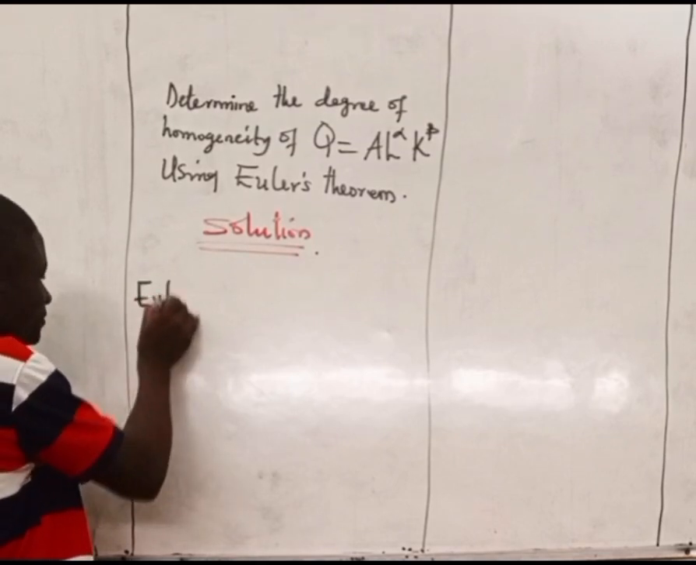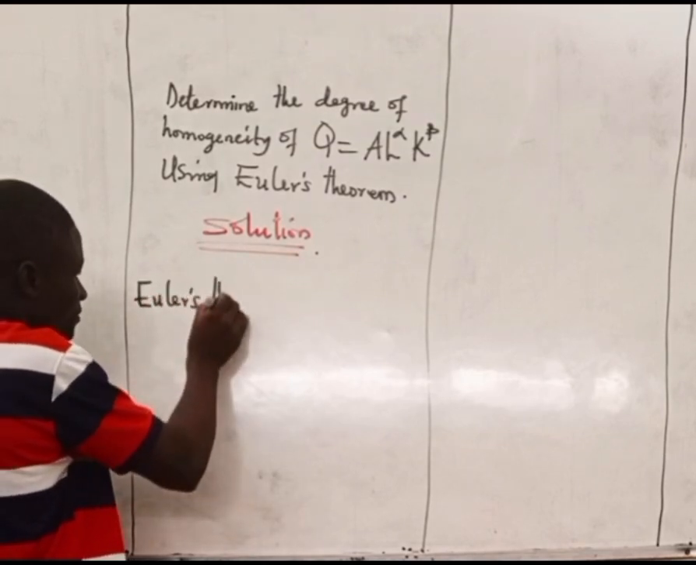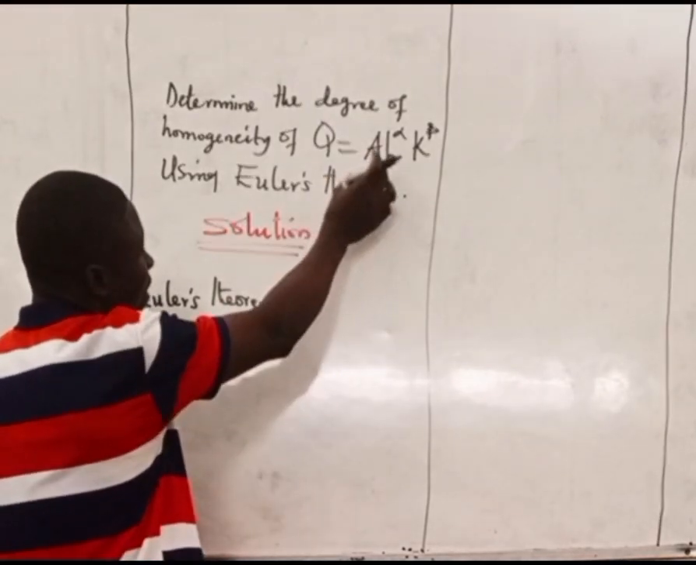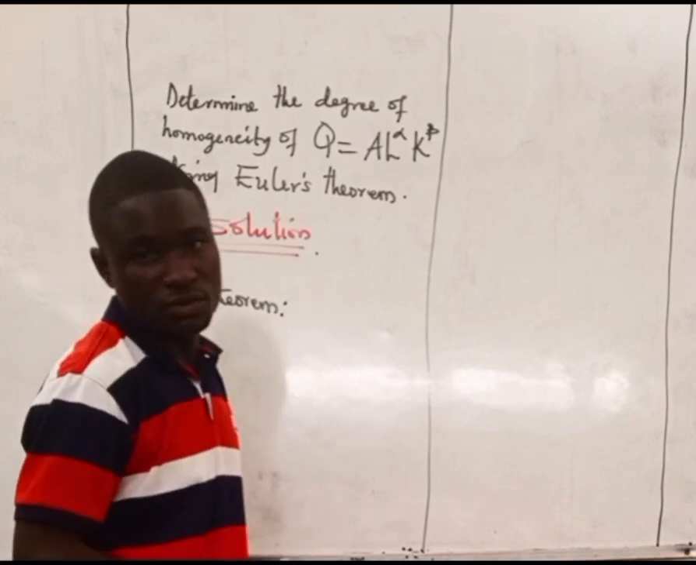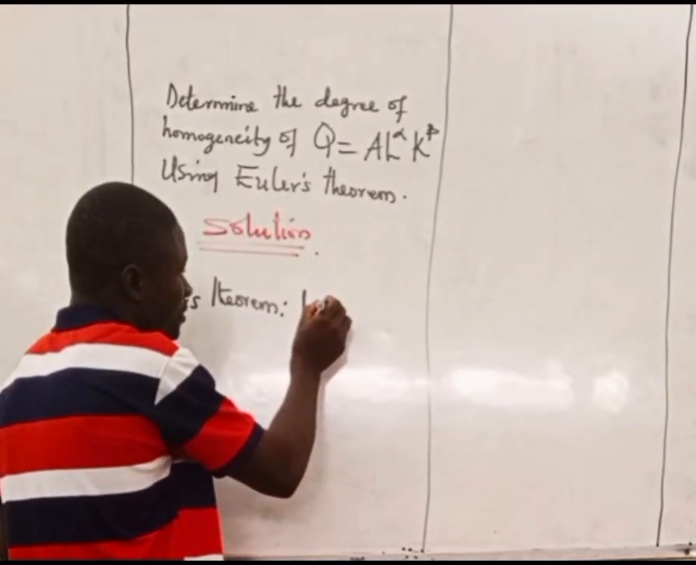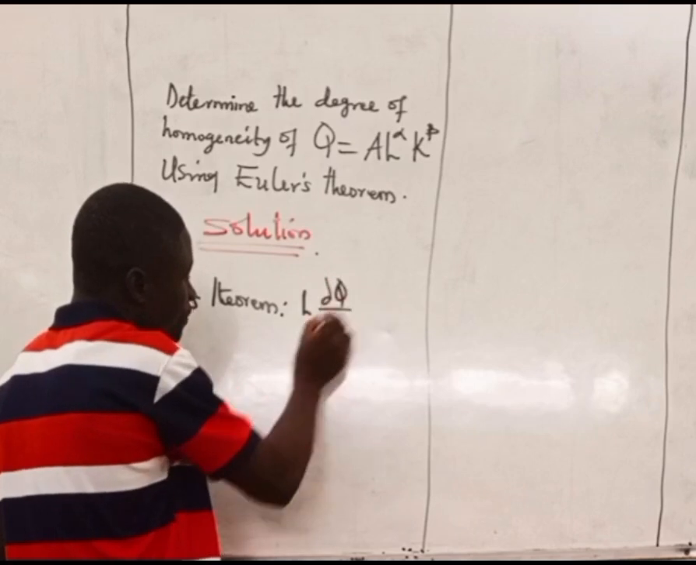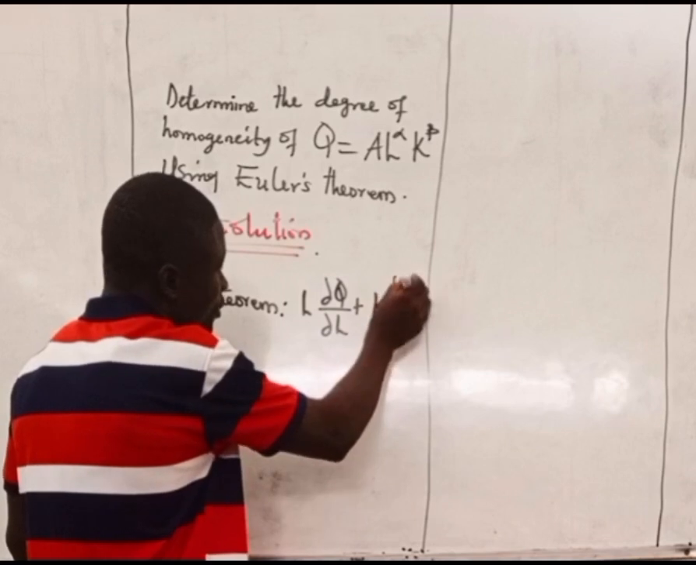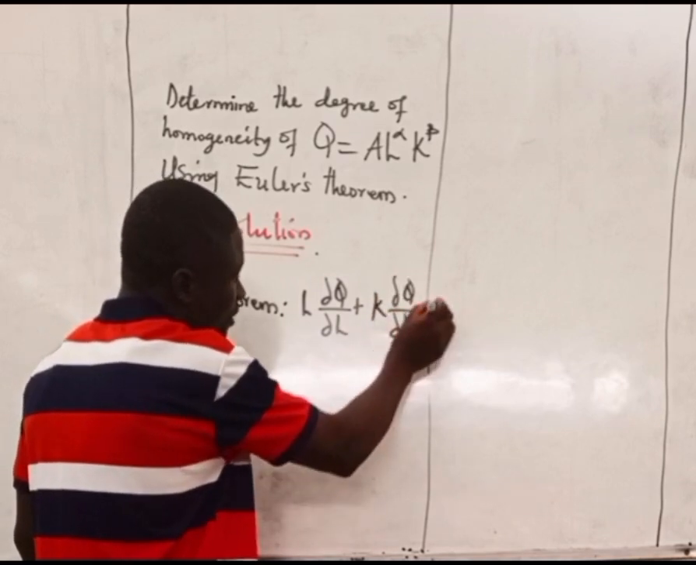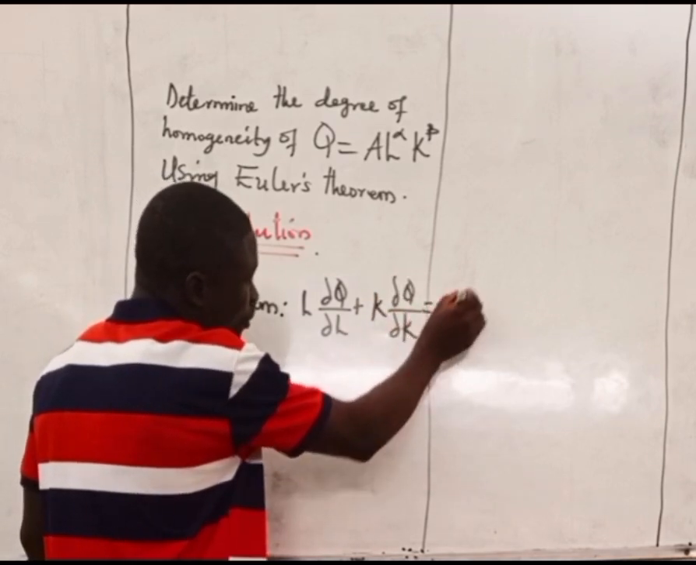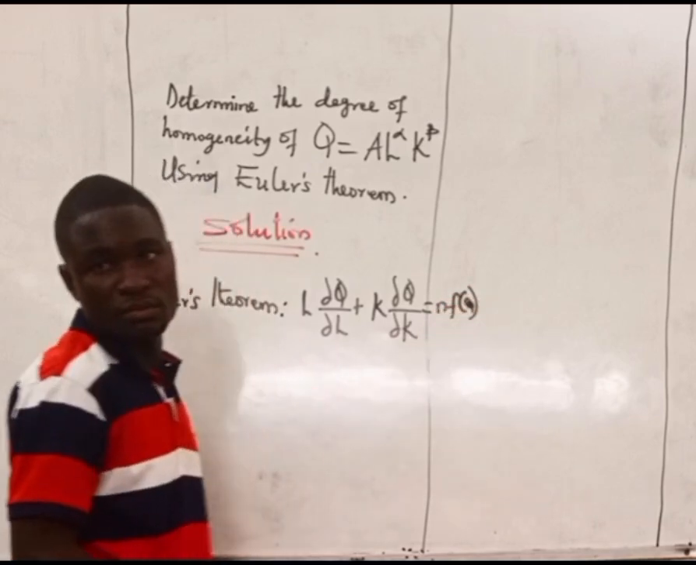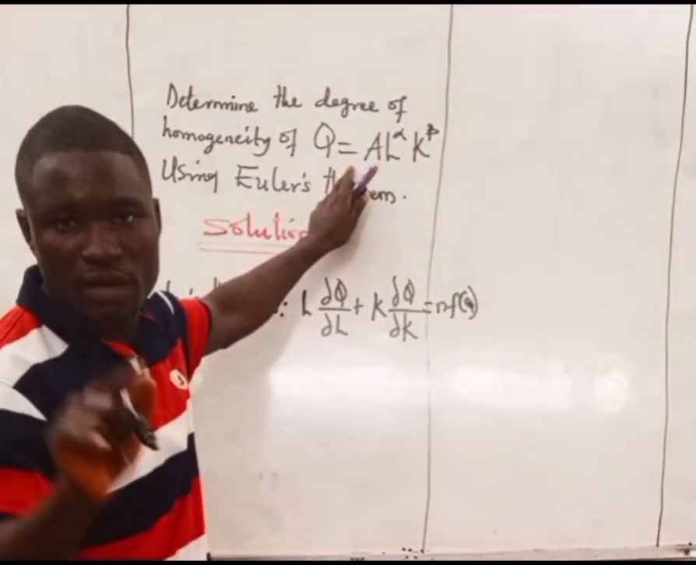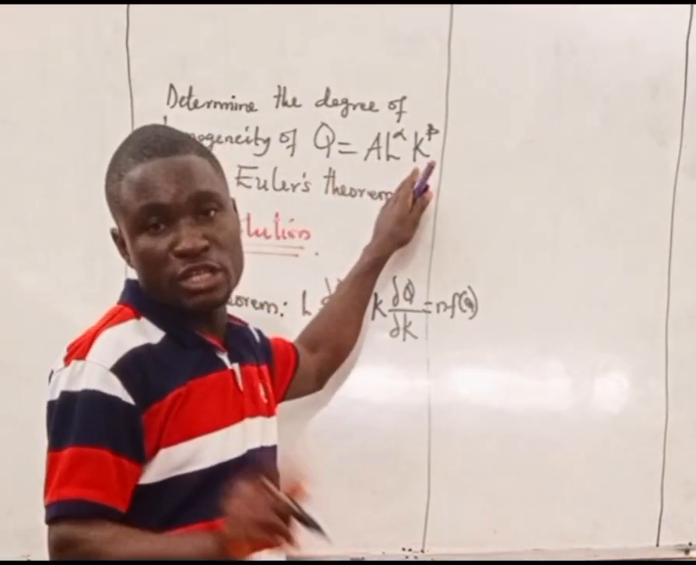This is Euler's theorem. Euler's theorem is given by, let's say you are having L and K here as the factors of production. So you're going to have L dq over dl plus K dq over dk equals n function of q. Once you have done that, then you need to differentiate this function with respect to L and also differentiate with respect to K.